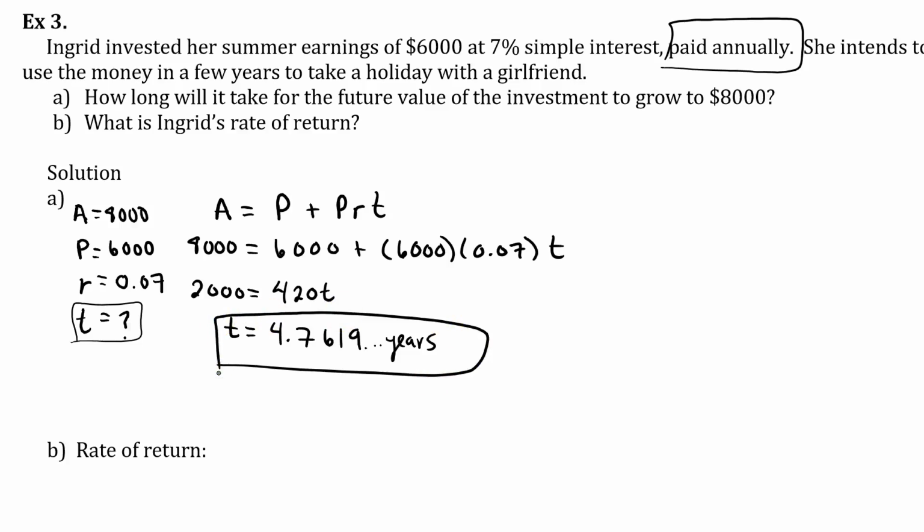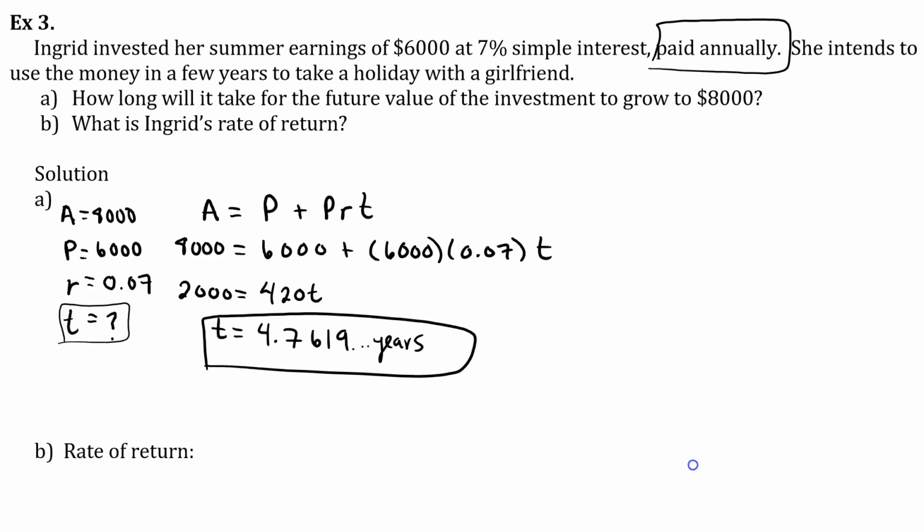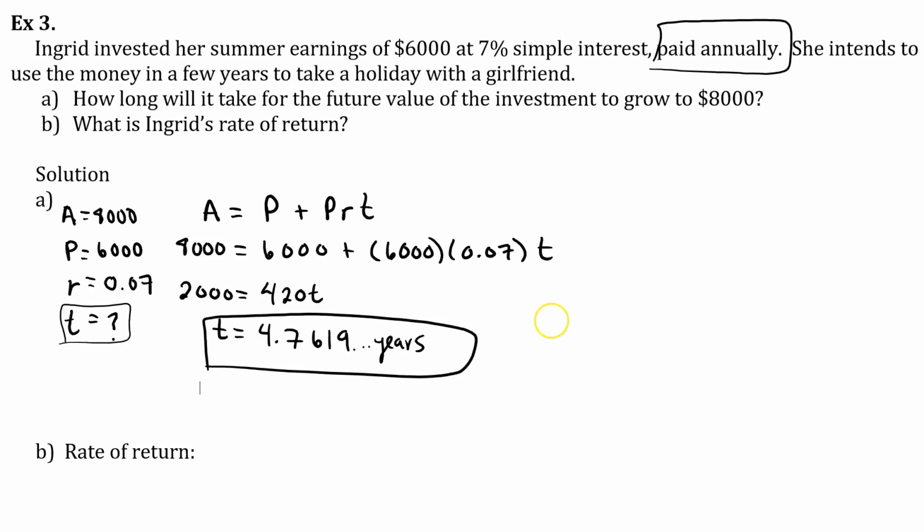This can't be our final answer because we know that the interest is only paid out annually. So after 4.7619 years, we are going to get exactly 8,000. But really, the interest is only going to be available to Ingrid after 5 years. Because after 4 years, it won't be enough because you need 4.7619. And the next year up is 5.